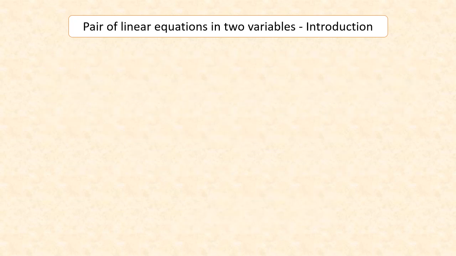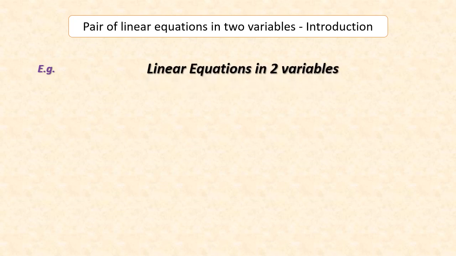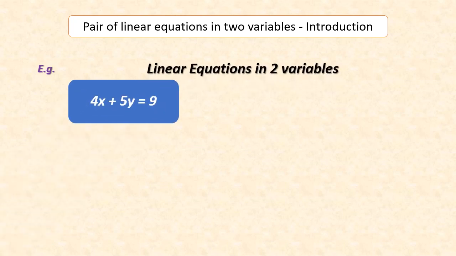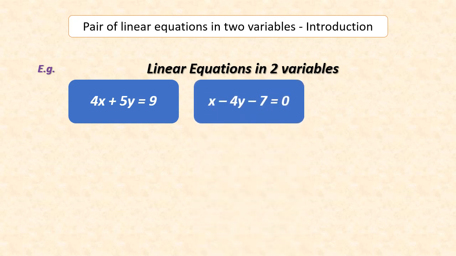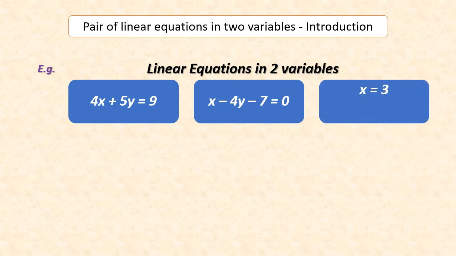As you know from previous grade, following are some of the examples of linear equations in 2 variables. 4x plus 5y is equal to 9. x minus 4y minus 7 equal to 0. And even x equals 3 can be rewritten as a linear equation in 2 variables as x plus 0y equals 3.